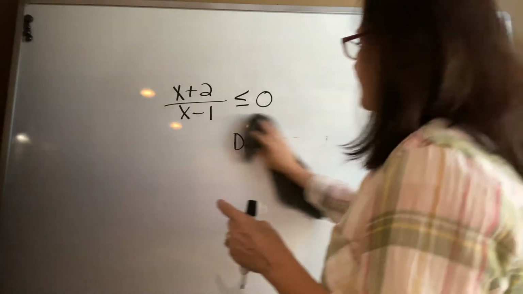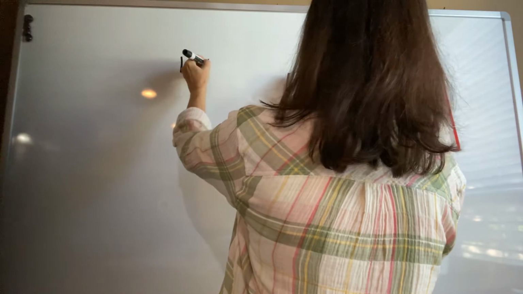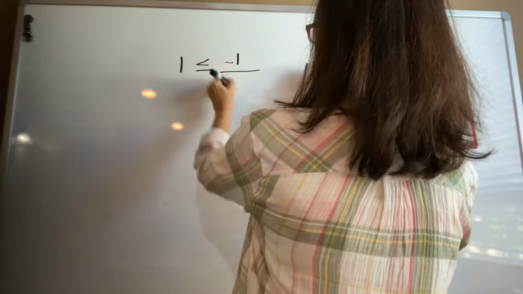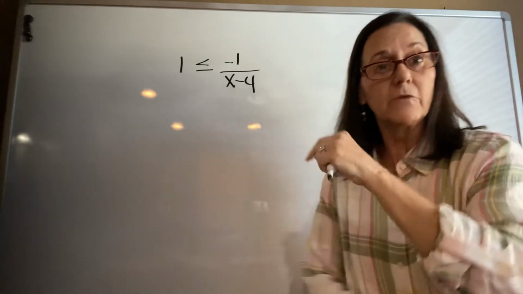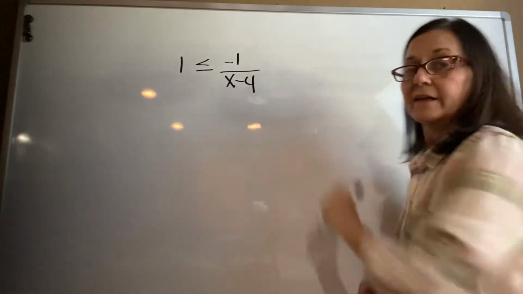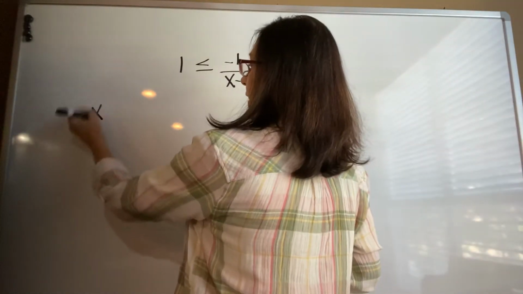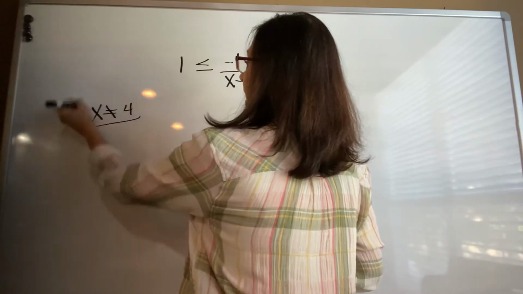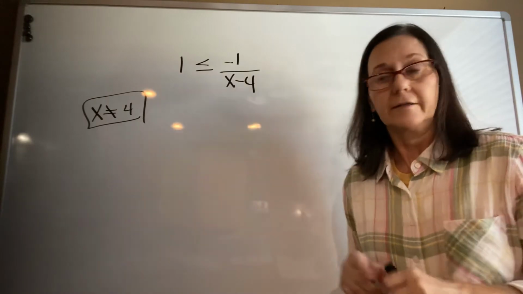All right, so let's look at example 1 in your textbook. It wants us to graph 1 less than or equal to negative 1 over x minus 4. The domain is all real. So the first question we must answer is, what can x not equal? It's what would make that denominator equal to 0. So x cannot equal 4. The value of x cannot be 4 because then it is undefined.